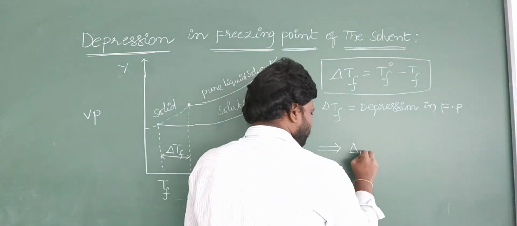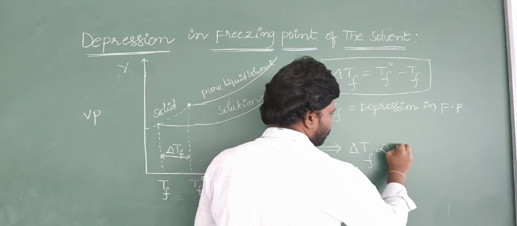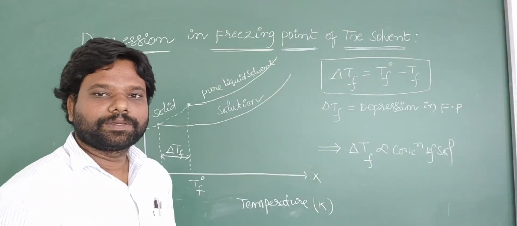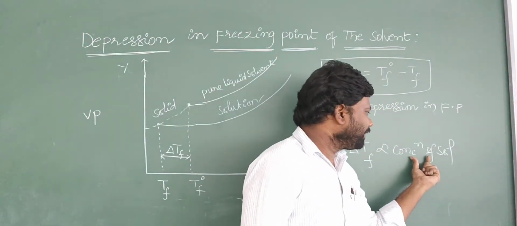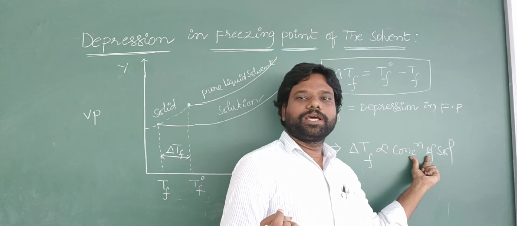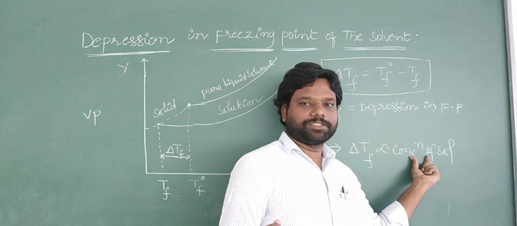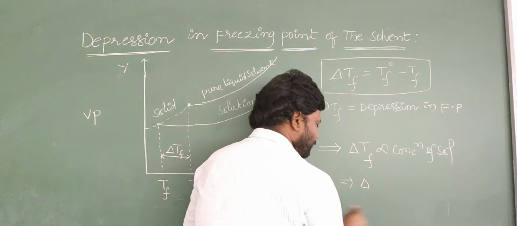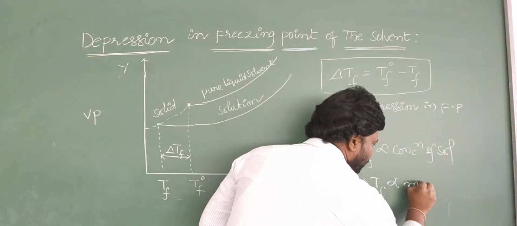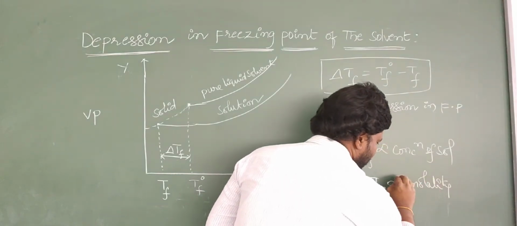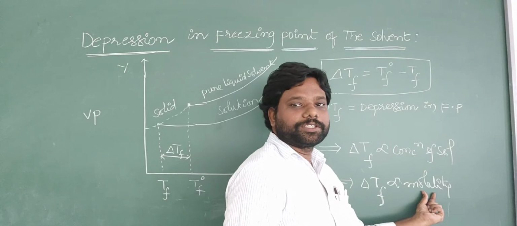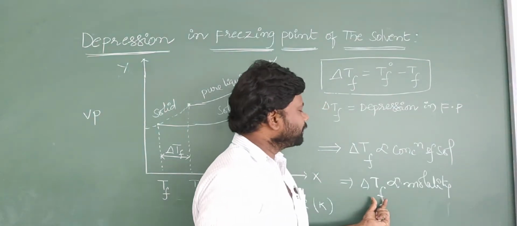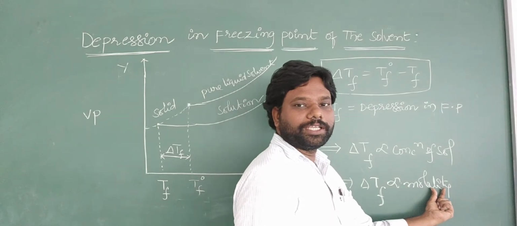So delta TF, the depression in freezing point, is directly proportional to the concentration of the solution. Concentration can be expressed in many ways: molarity, molality, normality, mole fraction. These are the concentration methods. But here the depression of freezing point delta TF is directly proportional to molality, which is independent of temperature. That is why the colligative property is directly proportional to it.